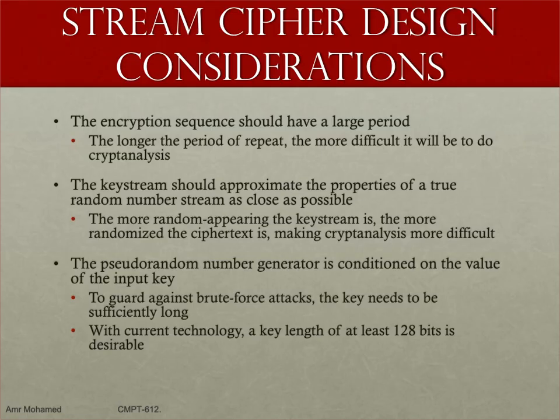So these are the properties. The encryption sequence should have a large period. What that means is that we're saying we can generate a random sequence as long as we want, right? Even forever. But what will happen if the random sequence really grows forever?